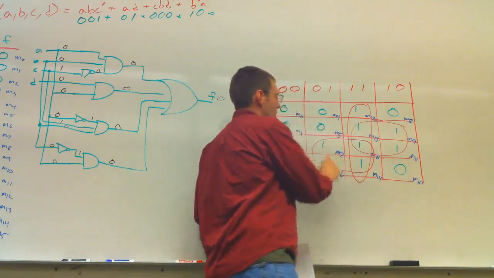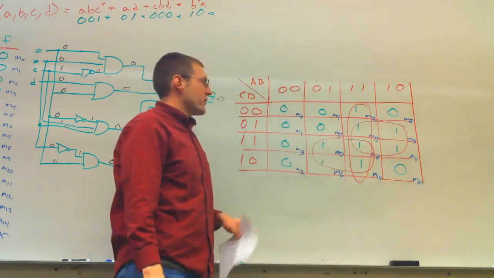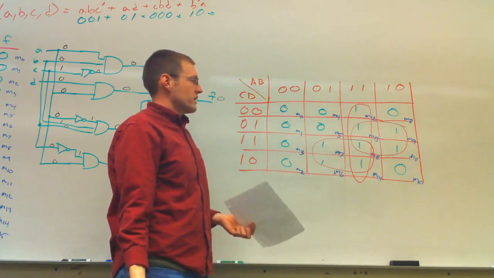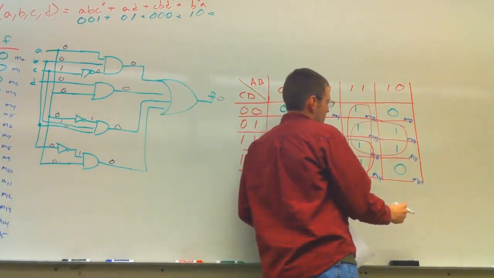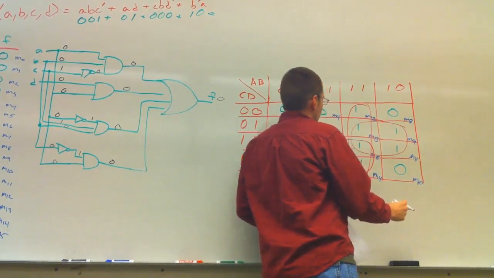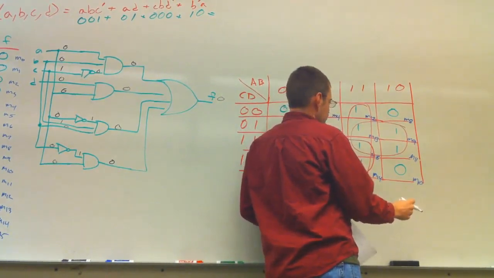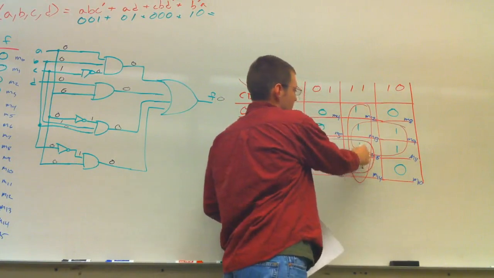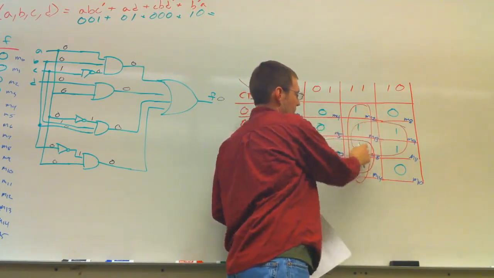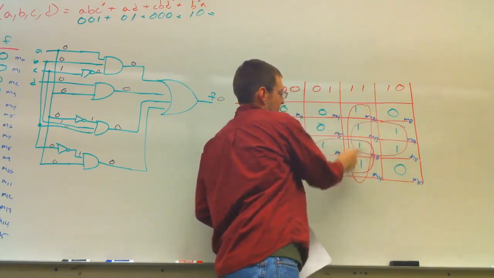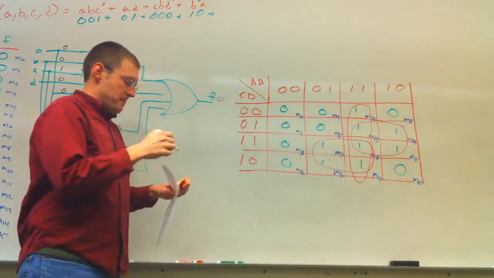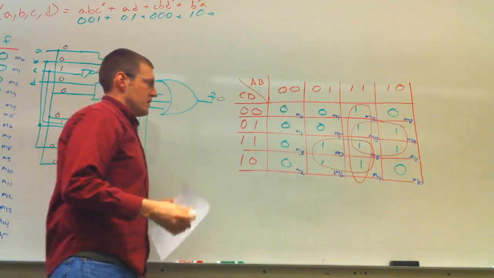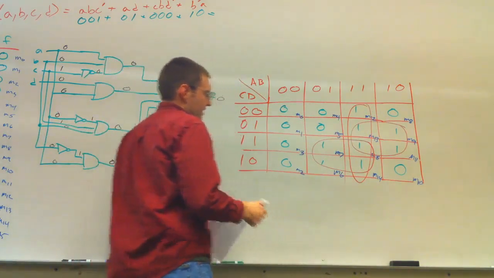Because once one of these ones is circled, if I don't have to circle it again, I don't want to circle it again. Like this one here is covered by every single one of them, but I'm using it so that way I could basically reduce as much as I can, yeah.